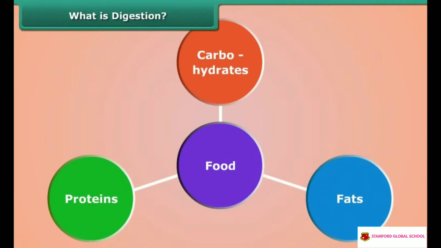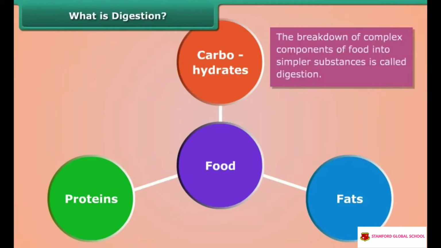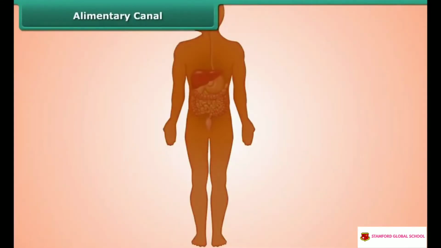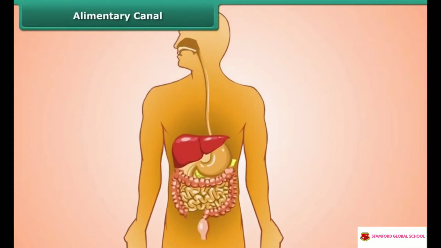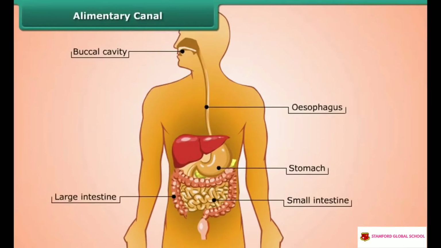We cannot utilize these substances as such, so they are broken down into simpler substances. The breakdown of complex components of food into simpler substances is called digestion. Let us study digestion in human beings. You will be surprised to know that the food inside our body passes through an alimentary canal or simply digestive tract. It consists of buccal cavity, food pipe or esophagus, stomach, small intestine, large intestine, and the anus.